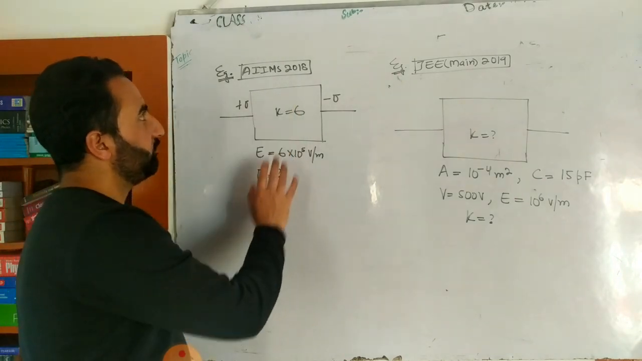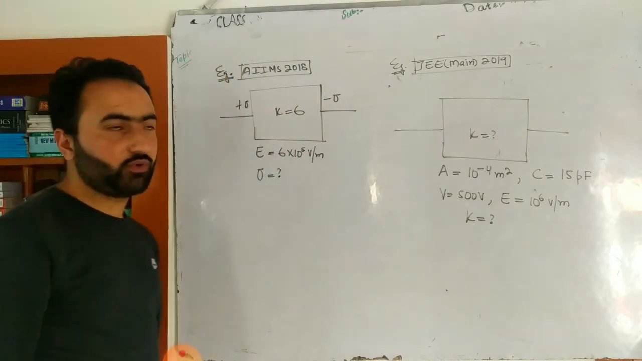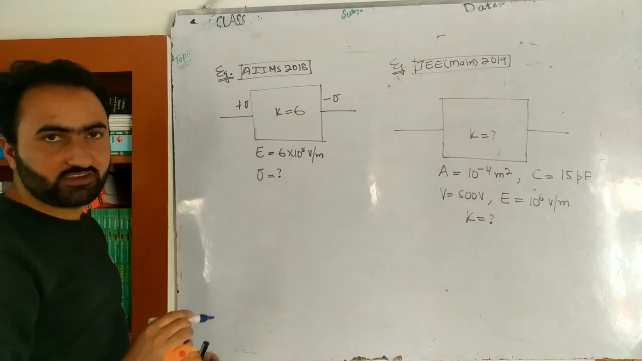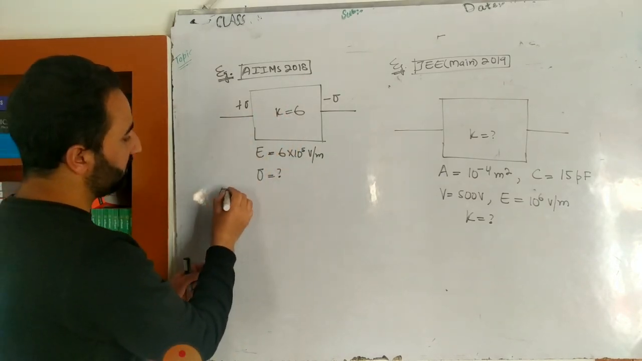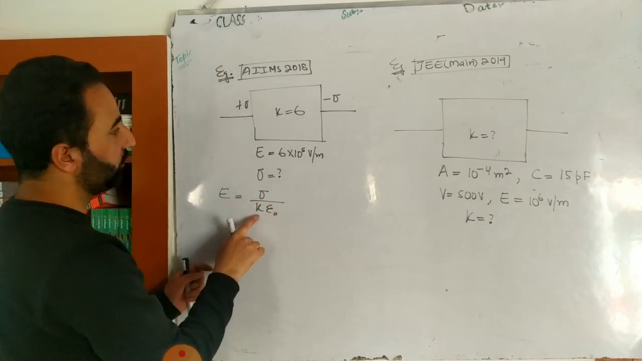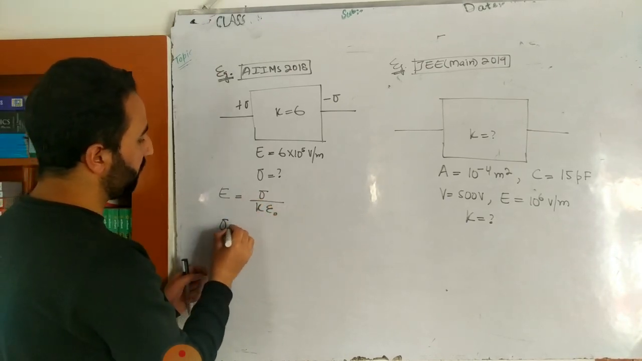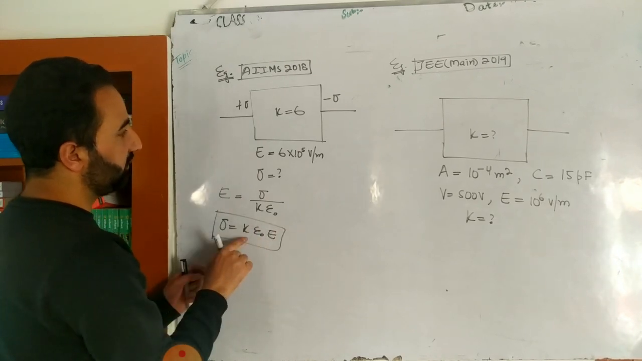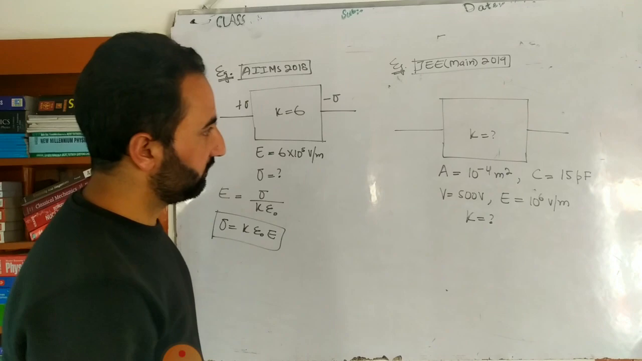This question was asked in AIIMS 2018 and this question was asked in JEE Main 2019. Very easy. Here the electric field is given and the dielectric constant is given, and you have to find sigma. So I will simply use the equation electric field is equal to sigma divided by K epsilon 0. Sigma will be equal to K epsilon 0 multiplied by E. K is given, electric field is given. Substitute and you get the answer.